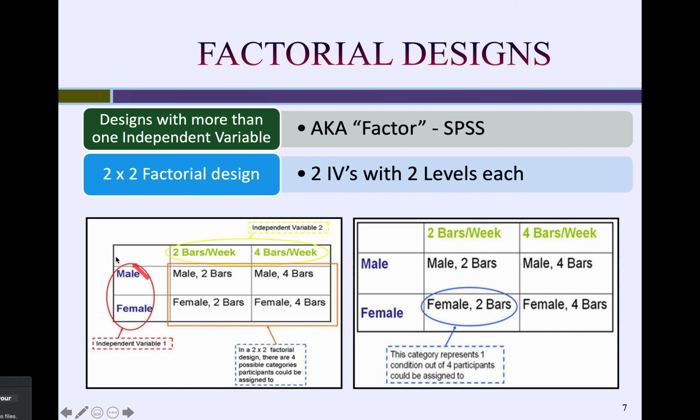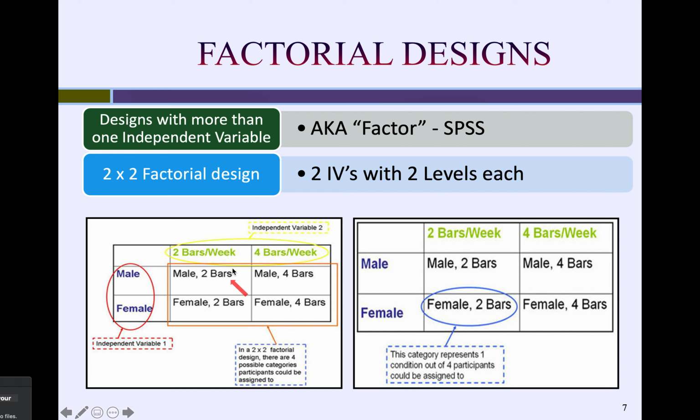So here we have independent variable 1, which is gender, and you can either be male or female. So there's two levels of independent variable 1, gender, and you have independent variable 2, which is the number of chocolate bars that you eat per week. So independent variable 2 is chocolate bars per week, and you have one level, 2 bars per week, and you have the second level of this IV, which is eating 4 bars a week.